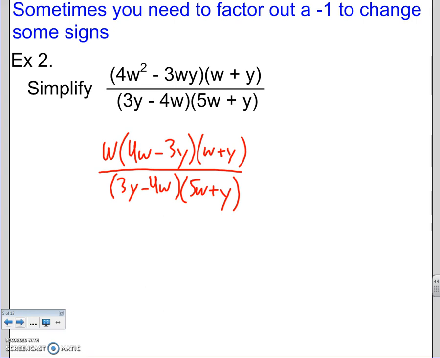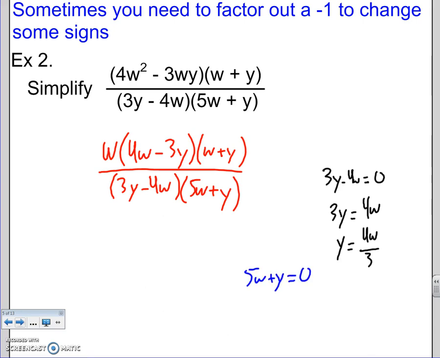We should find what we can't have. So remember, the denominator, set each factor equal to 0. If I did this, I would solve for y. I'd add 4w to both sides, divide by 3. So y cannot equal 4w over 3. Sorry, the other one as well. 5w plus y cannot equal 0. If I subtract 5w, that's it. So those are my two restrictions. Y can't be those two things.